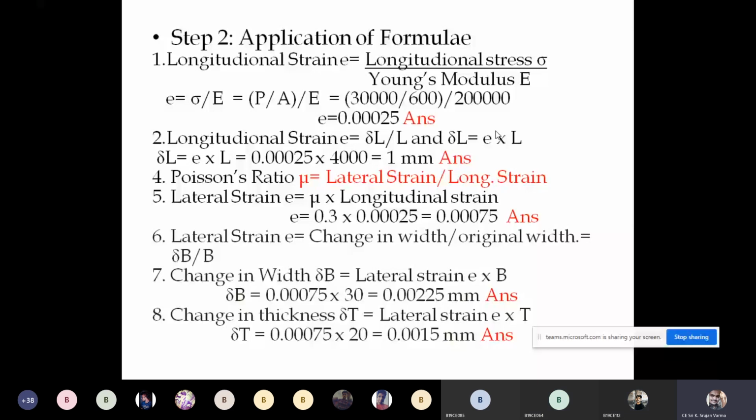When tensile force is applied, length will be increasing and width and thickness will be decreasing. When compressive force is applied, length will be decreasing, whereas thickness and width will be increasing. Just remember that. Okay, very good question.